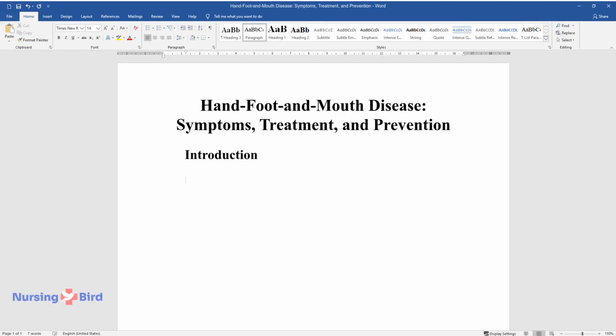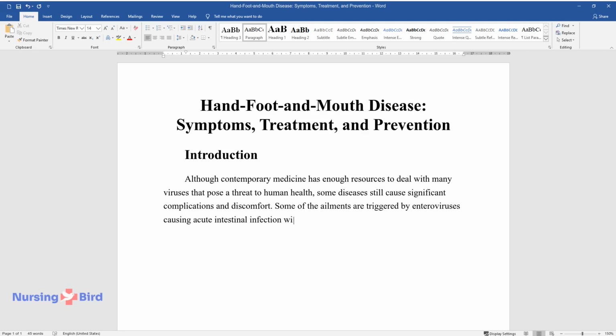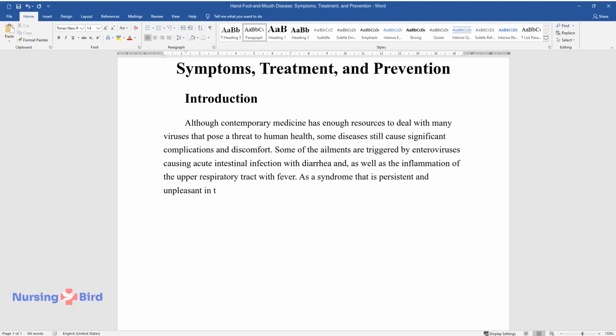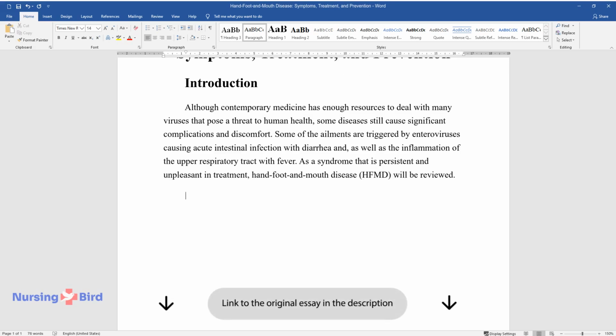Introduction. Although contemporary medicine has enough resources to deal with many viruses that pose a threat to human health, some diseases still cause significant complications and discomfort. Some of the ailments are triggered by enteroviruses, causing acute intestinal infection with diarrhea, as well as inflammation of the upper respiratory tract with fever. As a syndrome that is persistent and unpleasant in treatment, hand, foot, and mouth disease, HFMD, will be reviewed.